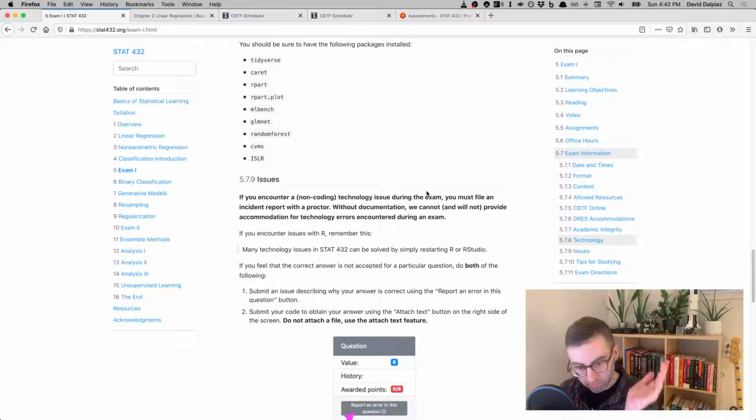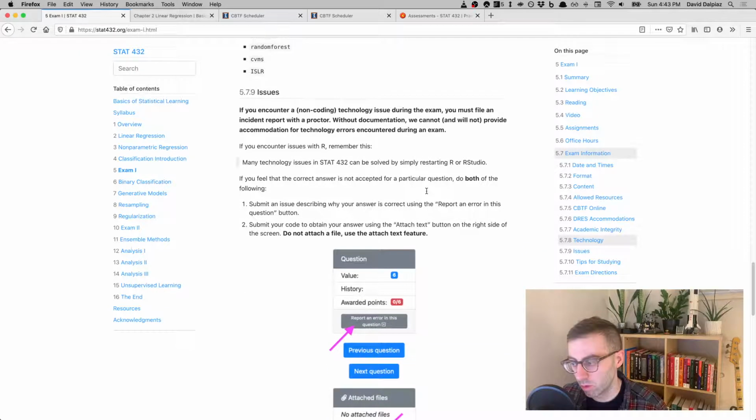Now, if you experience a technology issue, and that is if it's a PrairieLearn issue or a CPTF issue, that goes to the proctors. Now, if you have an issue with R or RStudio, the proctors will not be able to help you. So my general piece of advice there is, if you think you're having an issue with R or RStudio, restart them. 9 times out of 10, that'll clear it up.